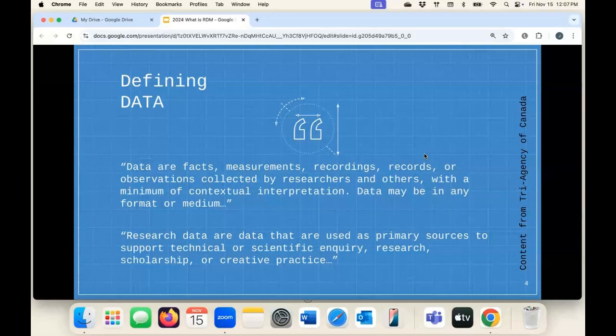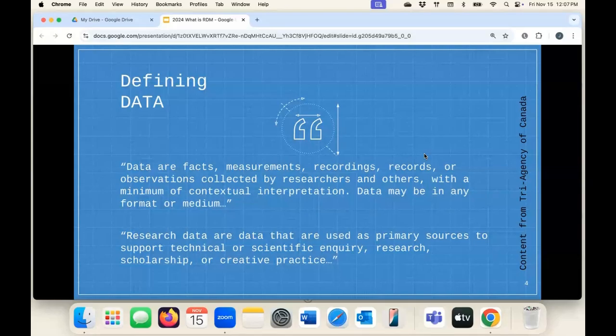Data may be in any format or medium. So very broad in terms of it could be numbers, it could be measurements from a research instrument gathering steps in a day or something like that. It can be images, it can be interviews. So when we talk about research data, more specifically, they're data that are used as primary sources to support technical or scientific inquiry, research scholarship, or creative practice.